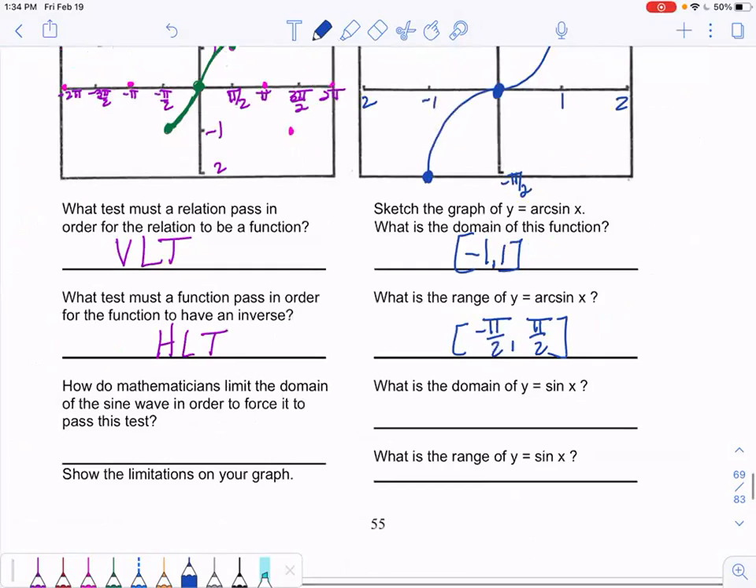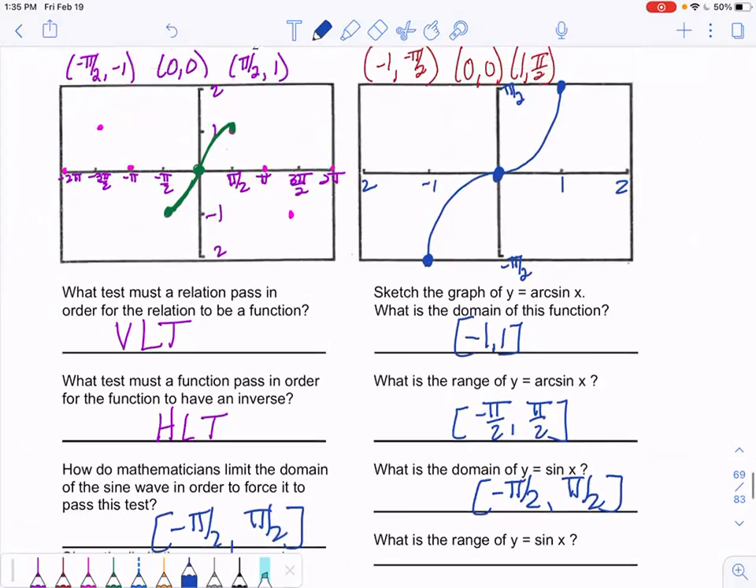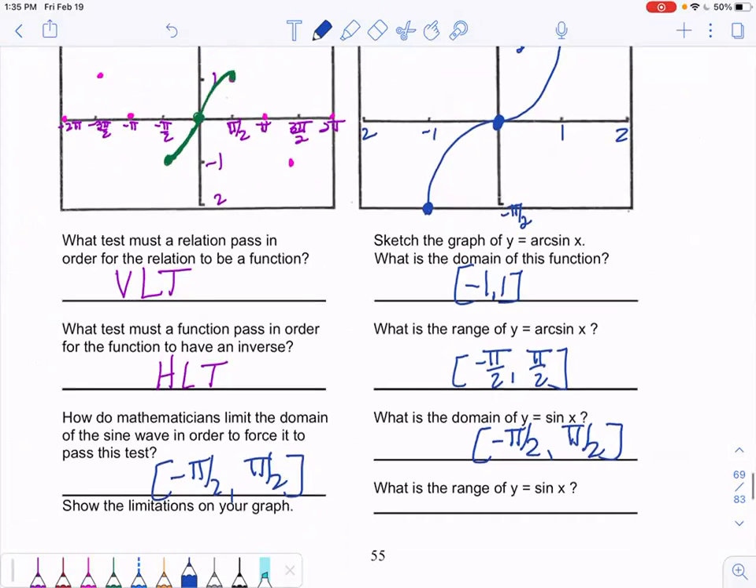The next two questions say, what is the domain of sine and what is the range of sine? Well, the domain of sine that we used was from -π/2 to +π/2. Yes, I know it goes on forever, but for the inverse to exist, we're only using -π/2 to +π/2. The range of sine is from -1 to 1, because the lowest point is -1, the highest point is +1 in my sine graph.